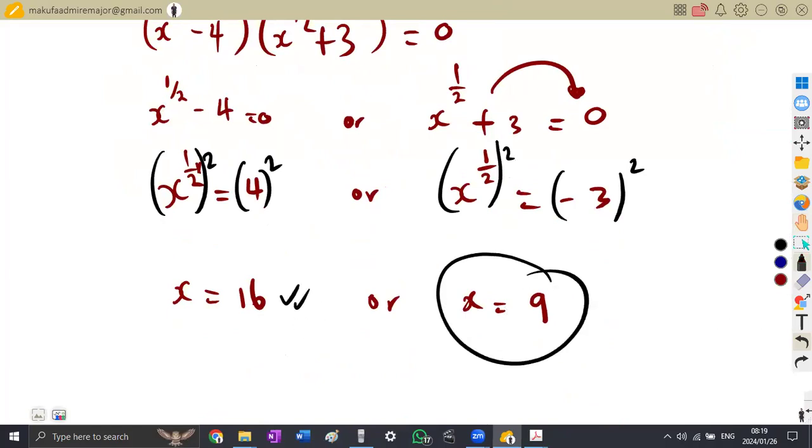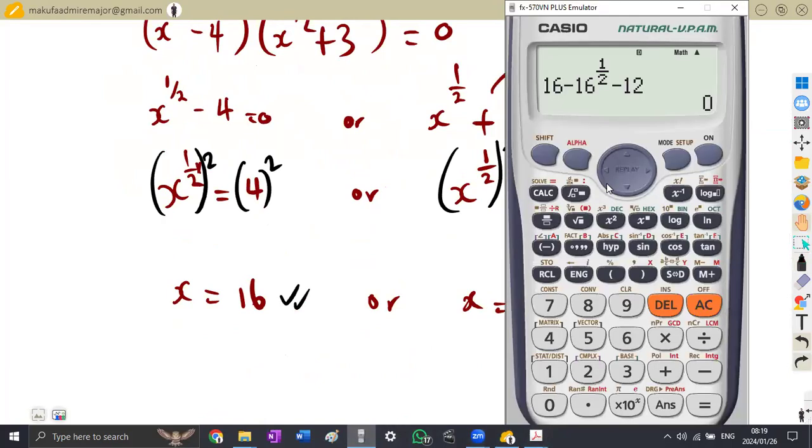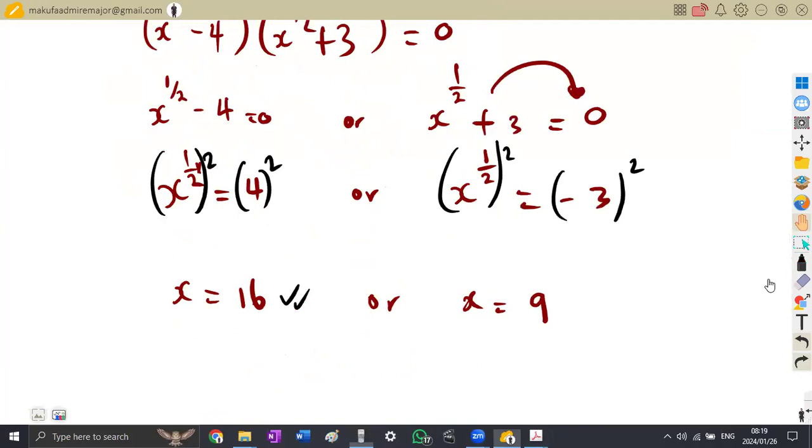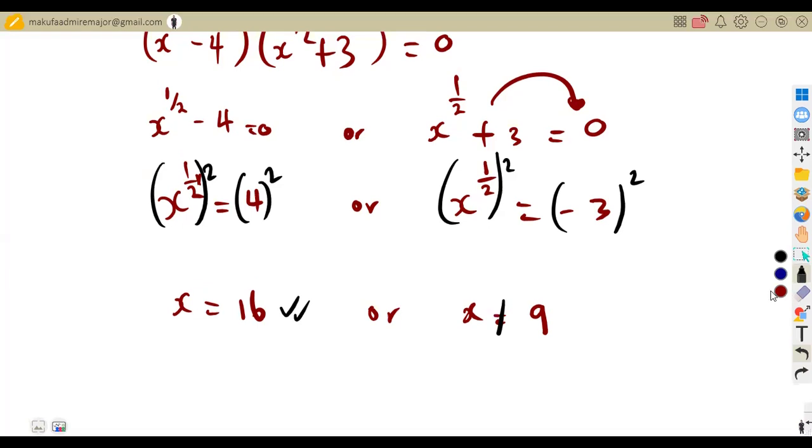What about if x is 9? If x is 9, we're just going to change where there was x and put 9. Where there's 16 here, just going to put a 9. So there, just going to put a 9. And also here a 9. Also a 9 there. So if you check, this is negative 6, not a 0. We are supposed to get a 0, not a negative 6. So this means that our x cannot be equal to 9. So therefore, our x is equal to 16.